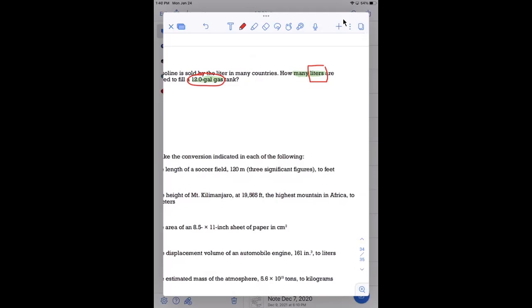Go ahead and look up liters to gallons or gallons to liters. It doesn't matter, because whatever number we get, we can use it.